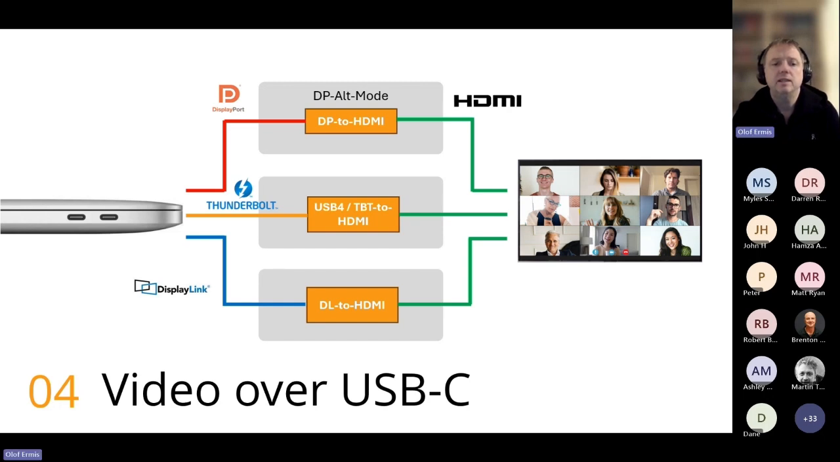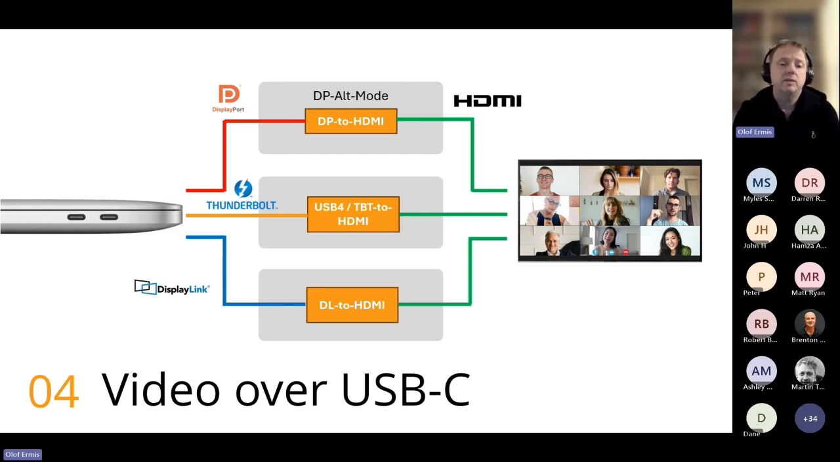Then there is DisplayLink, which is a proprietary protocol. It's not really a standard. It's basically a software solution. You run a small client in the laptop, which takes your video output and puts it over USB 3, runs it into a DisplayLink to HDMI docking station, for instance, and then out to HDMI. So this one doesn't require USB-C per se. You can run it over the old USB-A connector.